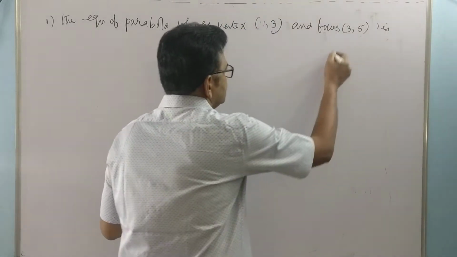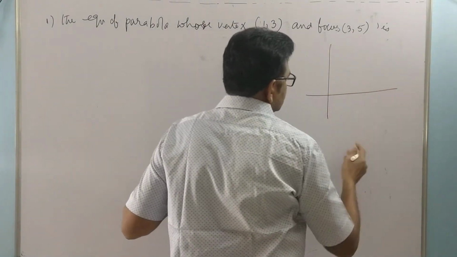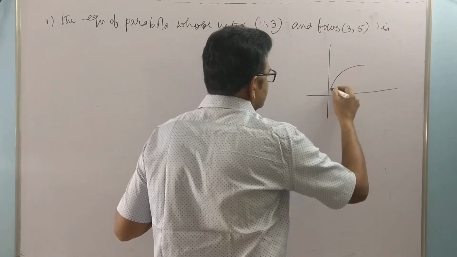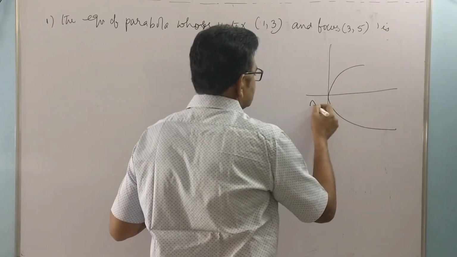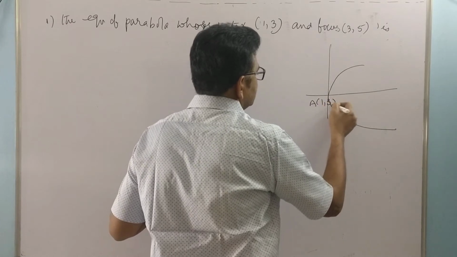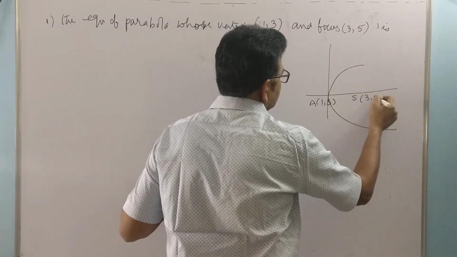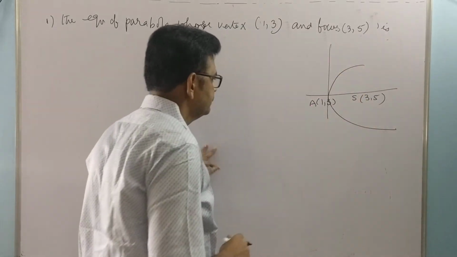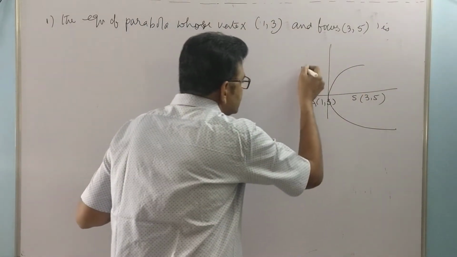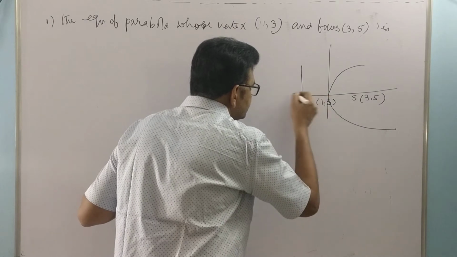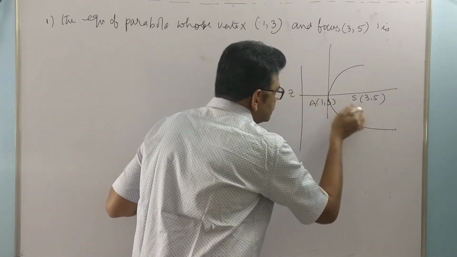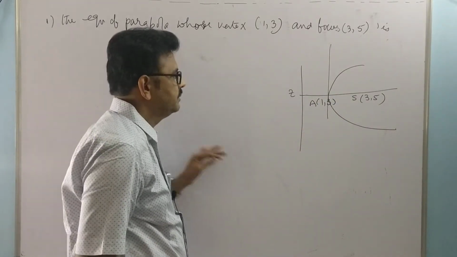See, this is not the x-axis and y-axis. I can draw the general diagram. So this is the vertex, (1, 3). Focus is (3, 5). This is not the x-axis, this is not the y-axis. This is the general diagram. According to the theorem, A is the midpoint of ZS.